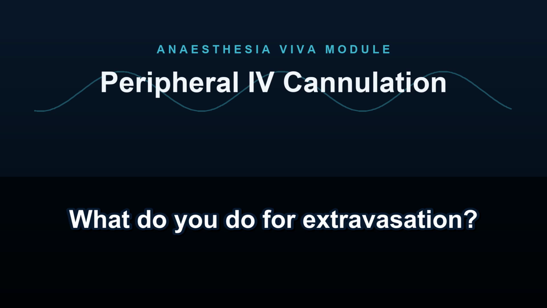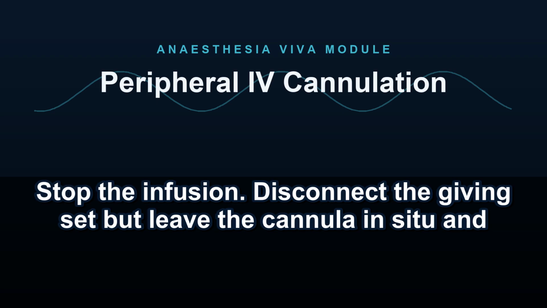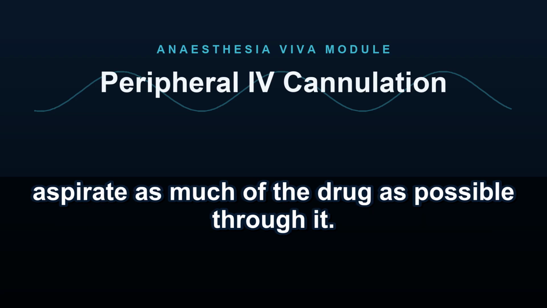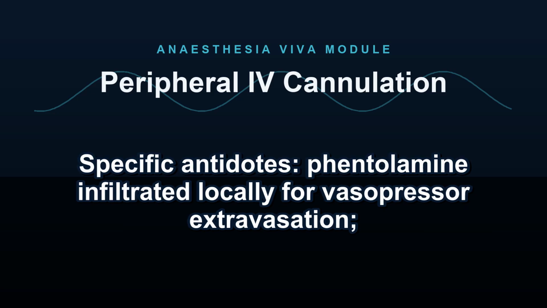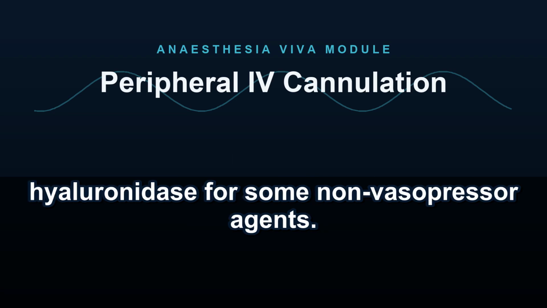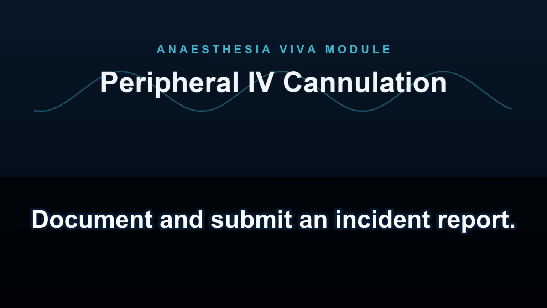What do you do for extravasation? Stop the infusion. Disconnect the giving set but leave the cannula in situ and aspirate as much of the drug as possible through it. Mark and elevate the limb. Assess for compartment syndrome. Specific antidotes: phentolamine infiltrated locally for vasopressor extravasation, hyaluronidase for some non-vasopressor agents. Escalate, involve plastic surgery early for any vesicant injury. Document and submit an incident report.